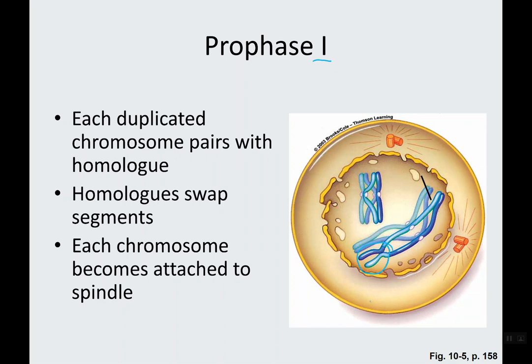Each chromosome then becomes attached to the spindle, which, remember, the spindle forms from the centrioles and the microtubules that radiate out from the centrioles, which are here and here. And so those are going to form the spindle array once the nuclear envelope completely goes away. So you can see here the nuclear envelope is degrading.